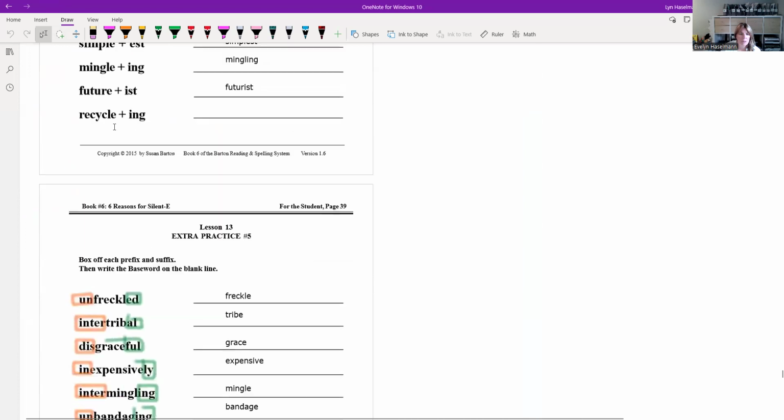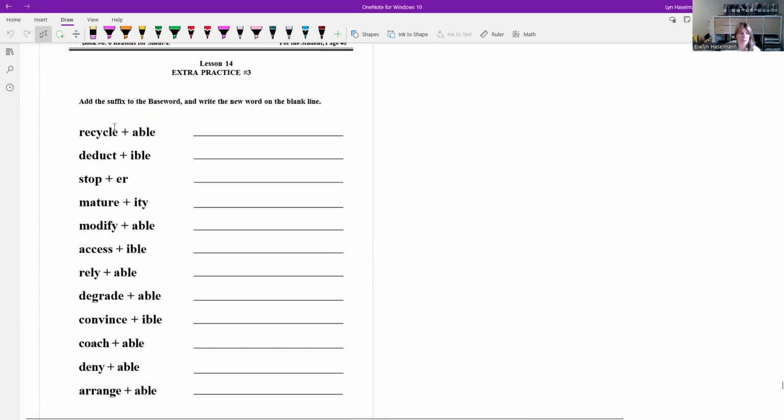Get this all set up and now it just reverted. Okay, here we go. So again, Level 6, Lesson 14. Add the suffix to the base word and write the new word on the blank. So I'll just quickly go through these. This is going to be a drop rule. Okay, drop your E on this one. This is not, there's nothing to drop.